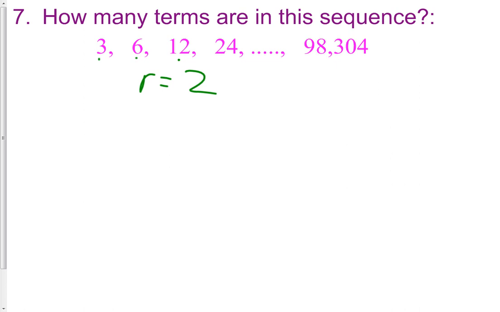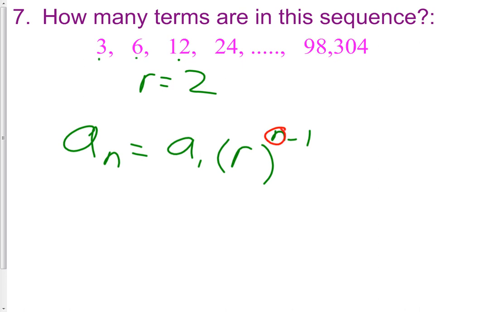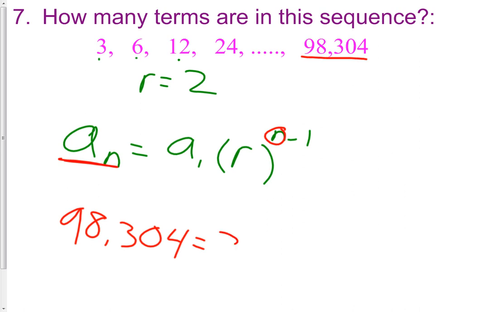So how many terms? In our equation, the value of my last term, a sub n, equals a sub 1 multiplied by the common ratio raised to the n minus 1. So if I want to find how many terms there are in this sequence, I want to find n. N tells me how many terms there are. I know the value of my last term. It's 98,304. 98,304 goes on the left side of the equation. A sub 1, the value of my first term, is 3. Multiplied by my common ratio, we established that it is the number 2 raised to the n minus 1.